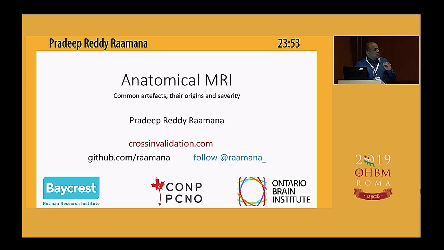So this gets me to the actual first talk on T1 weighted anatomical MRI. This would be focused on mostly describing the common artifacts you see in them, just giving you some intuition into which processes cause them and how severe they are, what the different levels are.